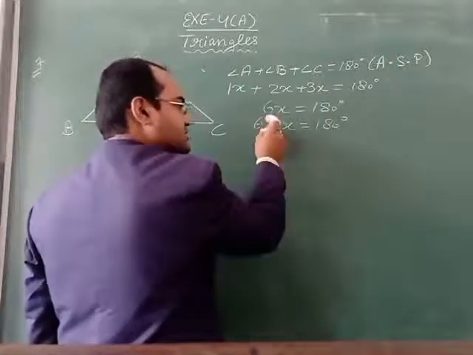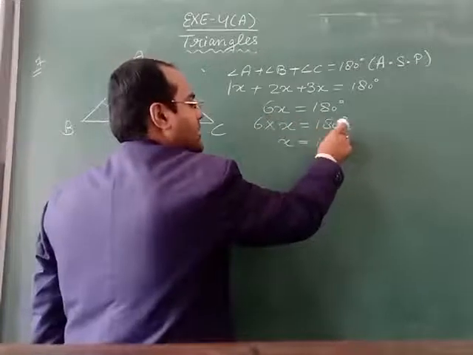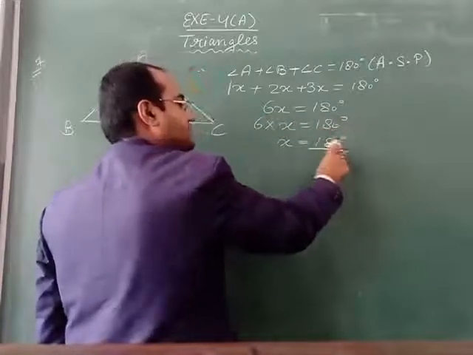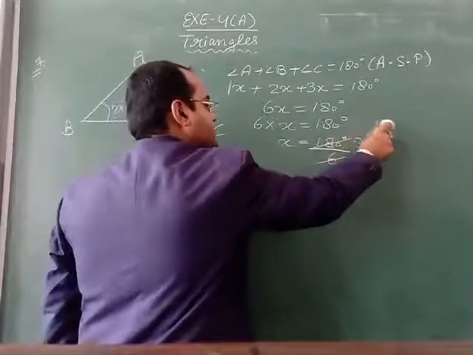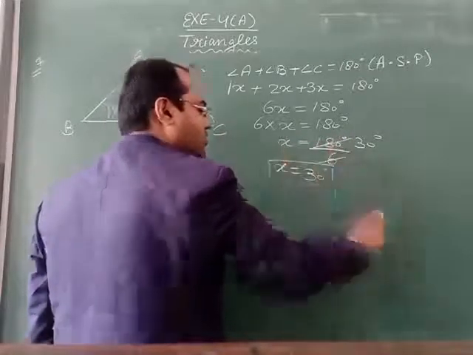So this 6 will come to the right hand. Here it is in multiply, so on the right hand we will write it in divide. 6 threes are 18. So the x answer we got is 30 degrees. This is the answer of x.